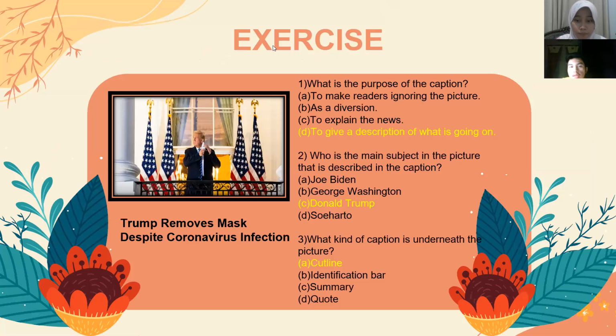Now is for the exercise time. For the first question, what is the purpose of the caption? Like we can see, Trump removes mask despite coronavirus infection. The answer is to give a description of what is going on. Next, who is the main subject in this picture that is described in the caption? As we can see in the caption, it mentions Trump as the subject, so the answer is going to be Donald Trump. The next question is, what kind of caption is underneath the picture? The type of the caption is cutline.